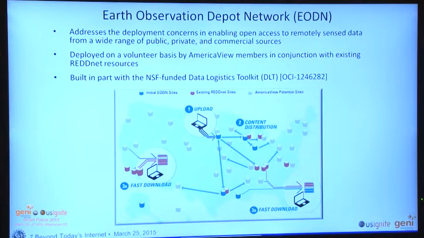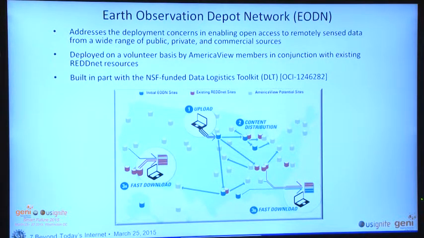The ultimate goal is to have a nationwide network of storage depots that can be used by the community to upload content, satellite imagery being the main usage that we're focusing on, do intelligent content distribution, and then provide this notion of geographic locality that supports application and researcher workflows so that they can reduce the latency to getting the data that they're interested in and reduce the time for acquisition in their workflows.